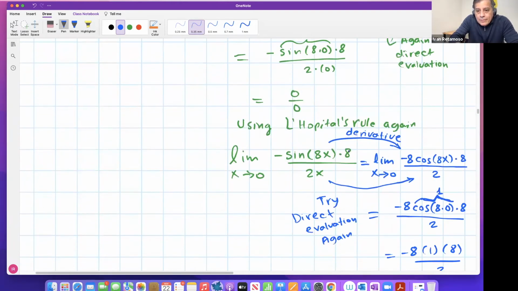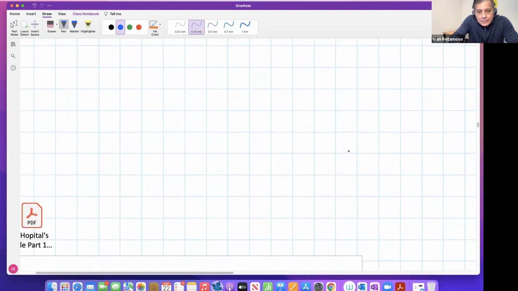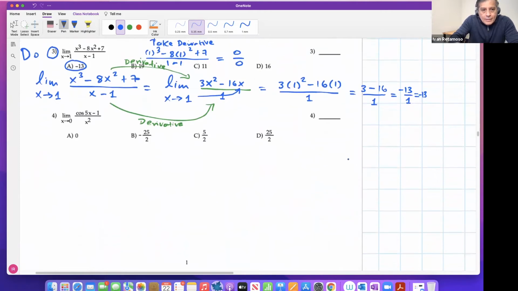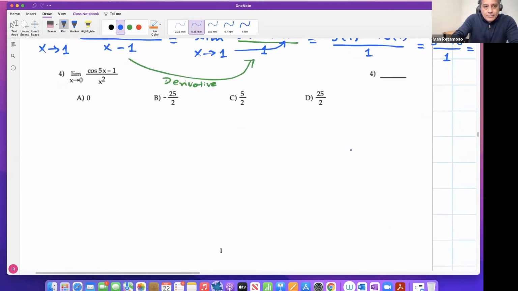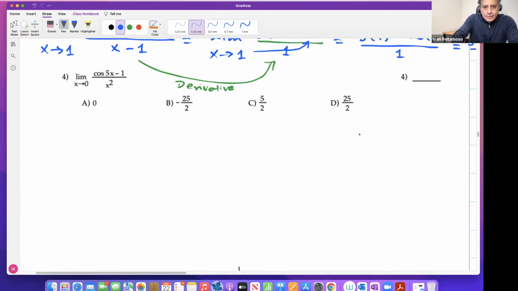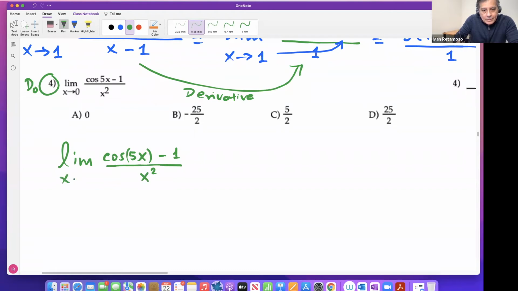In order for me to make sure that you will be aware of that, let me ask you to do this guy. Can you try? This is number 4. And then we will do other forms. Do this: limit of cosine of 5x. Let me put it within parentheses to help you identify that 5x is the angle, as x approaches 0. Can you do this?